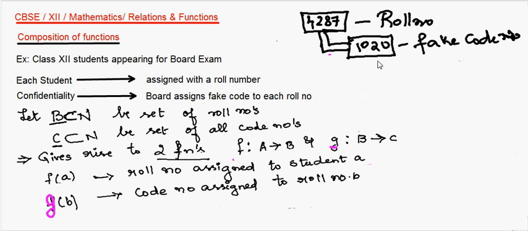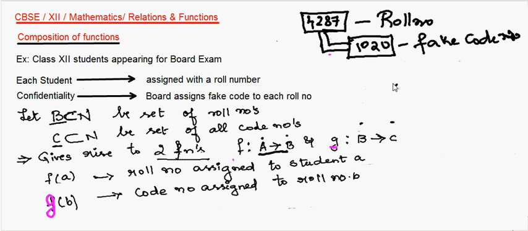And finally, when the results have to be announced, these code numbers will be fed back to their respective roll numbers, so that the result can be accessed by using the roll numbers. So here you can see there are two functions. One is function A to B, where A is the student name. For each student a roll number will be assigned, that is B, the roll number. And the second function is, once the roll number is assigned, for each roll number a code number is generated. So this is how composition of function works.